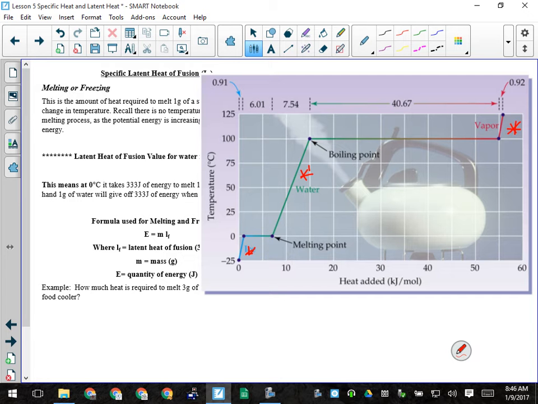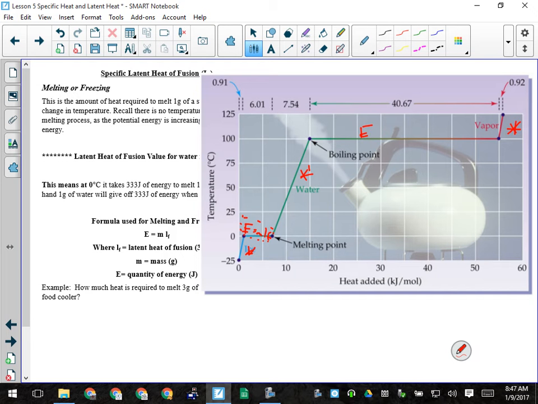Okay, yes, but they both go that way. It's M thing. I use that right here. No. Okay. E equals MLF is how I calculate the amount of energy involved in changing state from solid to liquid or from liquid to solid. That's the latent heat of fusion. That's what happens when we're melting and freezing.